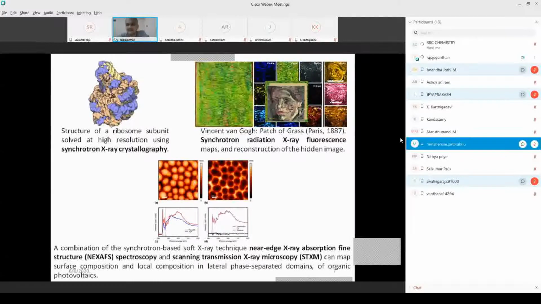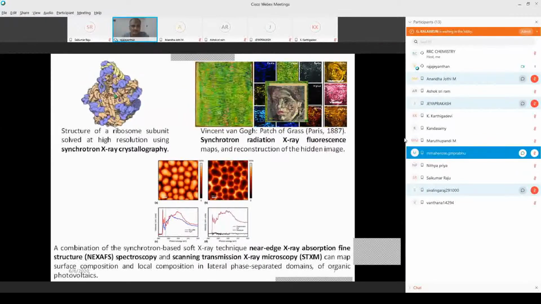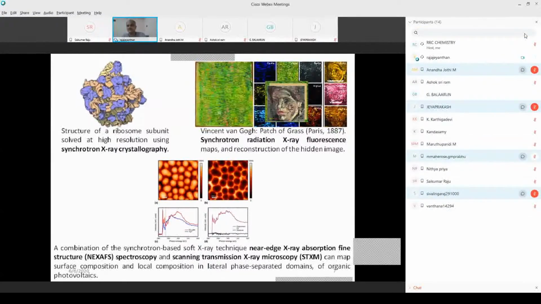When we are analyzing antique samples like this one, right? And the next very important technique of the synchrotron is what we are going to see in the future slides. That is near-edge X-ray absorption fine structure spectroscopy. Shortly, it is known as NEXAFS. In a synchrotron, we can couple two techniques and get a lot of information. Here, in this experiment, NEXAFS spectroscopy and scanning transmission X-ray microscopy are the two techniques that were used to analyze a polymer blend.